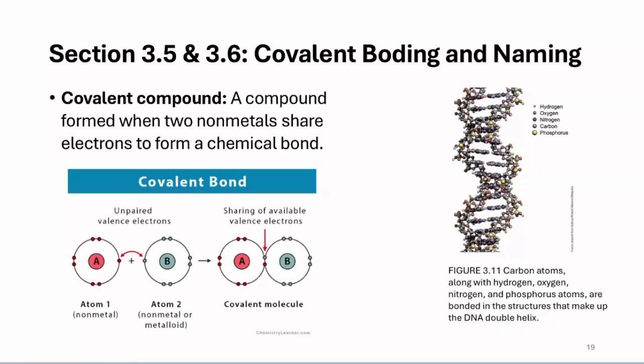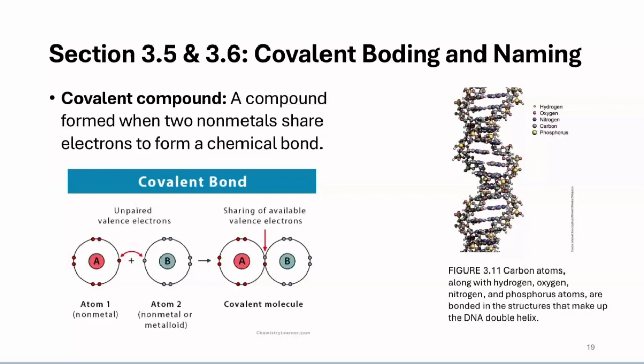In this video, we're going to learn about covalent bonding and naming. In the beginning of this chapter, we discussed how covalent compounds are formed when you have two or more nonmetals sharing electrons to form a covalent bond. Remember that when you have a metalloid combining with a nonmetal, you also form covalent bonding.